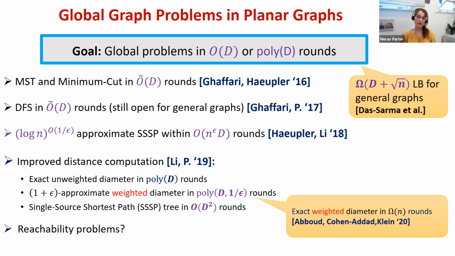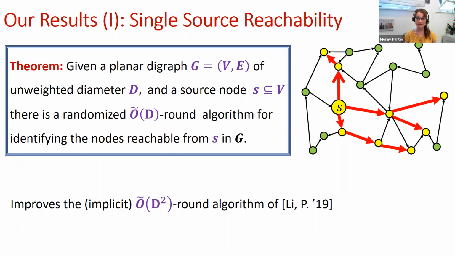Okay, but in this work, we are going to consider a new class of problems, reachability problems that haven't been addressed before in this setting. And we are going to have two main results that I'm going to mention here. The first result concerns the problem of single source reachability. In this problem, given a directed graph of unweighted, undirected diameter D and a source node S, it is required to identify the set of all nodes that have an incoming path from S. So for example, in this figure, the set of all yellow nodes should output yes, we have an incoming path from S. For this problem, we provide a nearly optimal algorithm that runs in O(D) many rounds, and this improves the implicit algorithm in our work with Jason that ran in D squared many rounds.